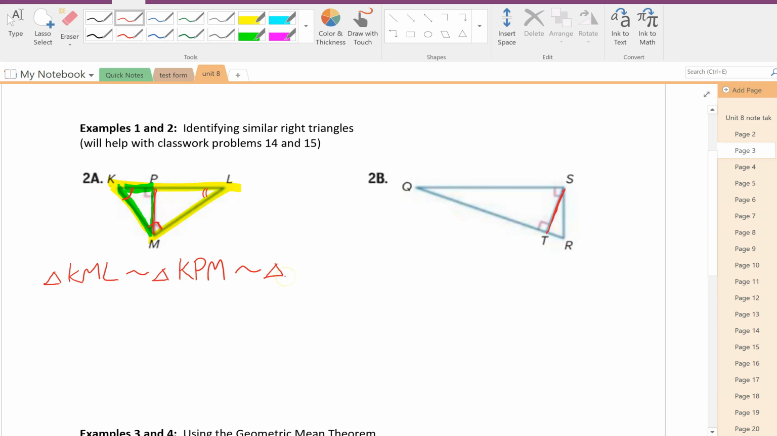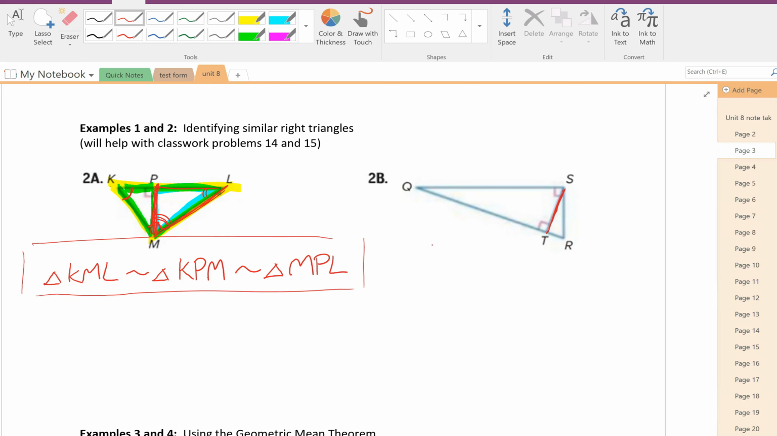I have one triangle left to name. That's going to be this one that I do in blue here. So what's the second largest angle inside the blue triangle? In this case, it's going to be M. So I'm going to start with M. I have two options. I can go to P or I can go to L. The shorter path would take me to P, and then lastly to L. So the similarity statement, the three similar triangles here in 2A, would be triangle KML is similar to triangle KPM, which is similar to triangle MPL.